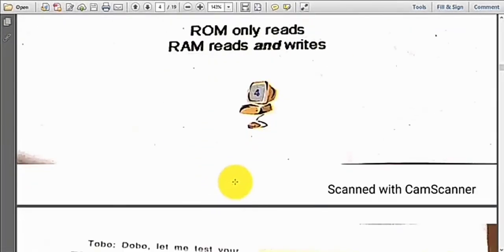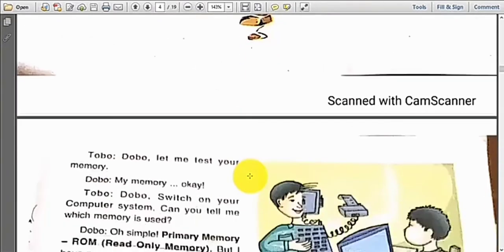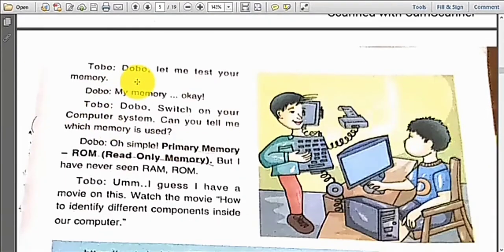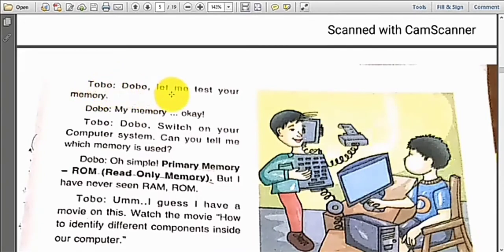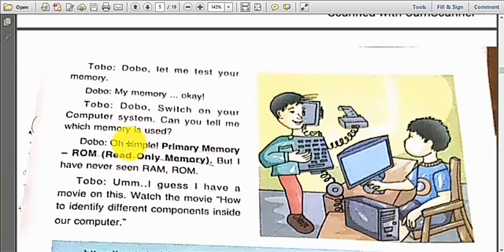Now look here, Tobo is saying something. Dobo, let me test your memory. Tobo is saying, Dobo, I want to test your memory. Dobo says, my memory? Okay, you can test. Now Tobo says, switch on your computer system. Can you tell me which memory is used? Dobo says, oh simple, primary memory, read-only memory, but I have never seen RAM and ROM.